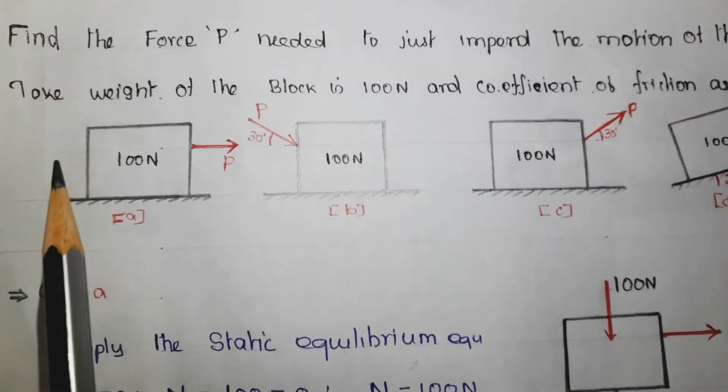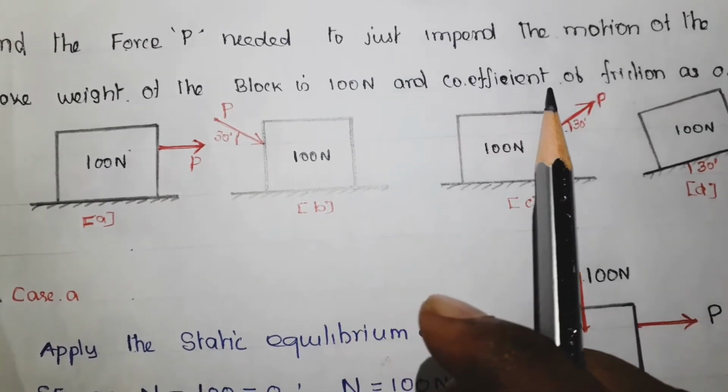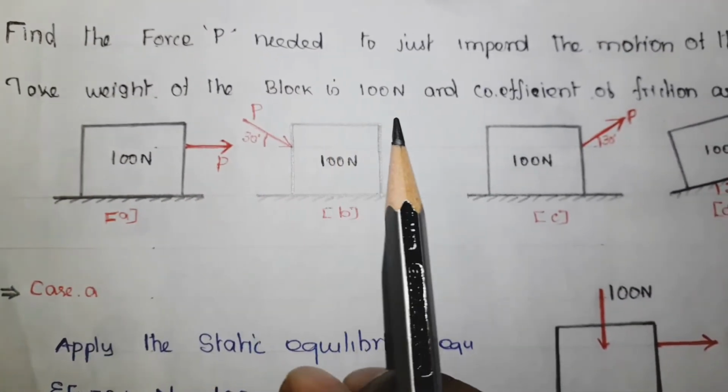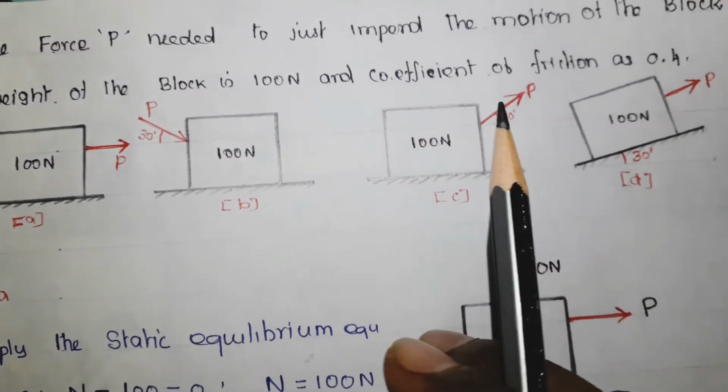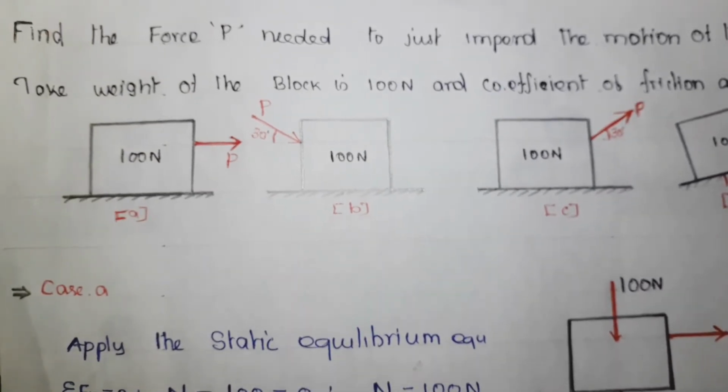Now the problem is: find the force P needed to just impede the motion of the block. Take the weight of the block as 100 Newton and the coefficient of friction as 0.4. Okay, so now let us understand the problem. That is a very important first step.